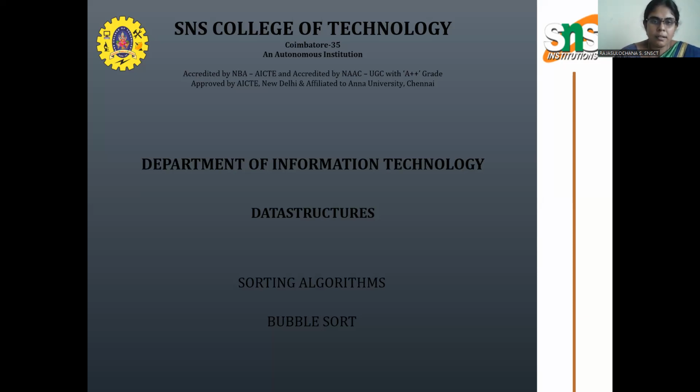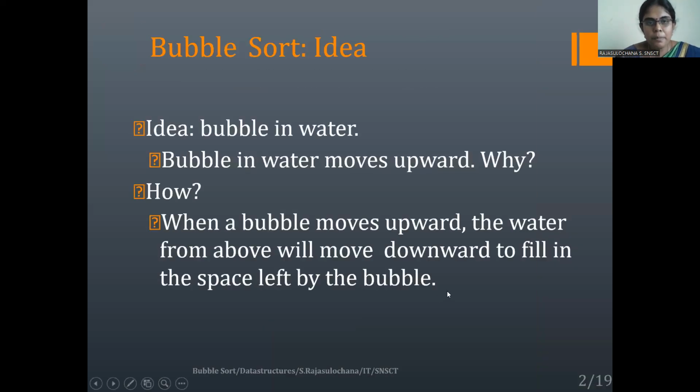In today's lecture series, let us discuss one of the easiest and most prominently used sorting algorithms, which is bubble sort. So, as the name indicates, do you have any idea of how bubble sort works? If you do not have any idea, we can discuss this with a real-time example.